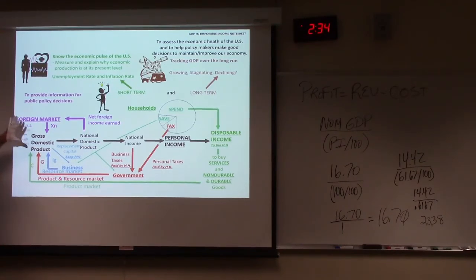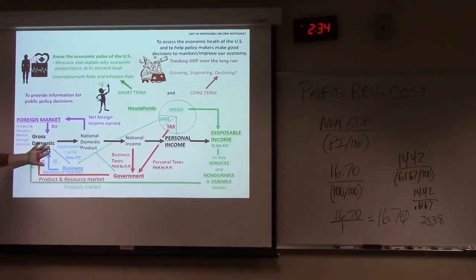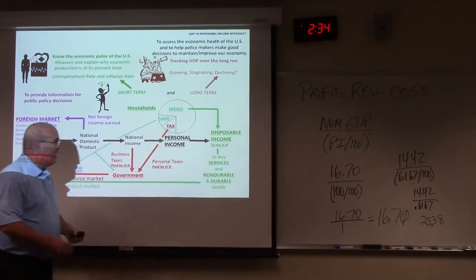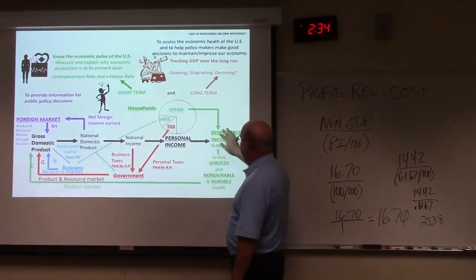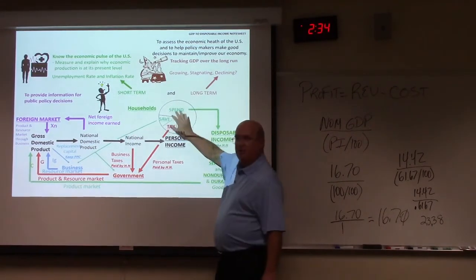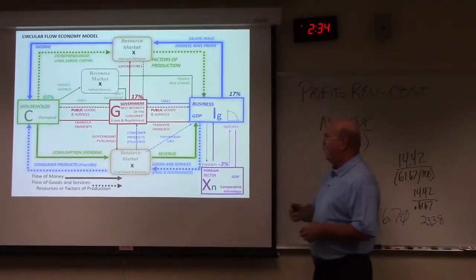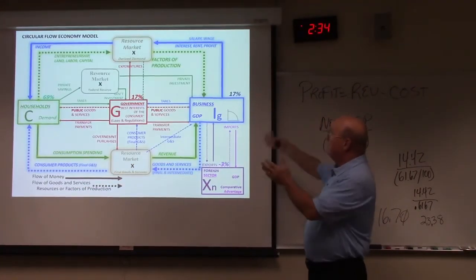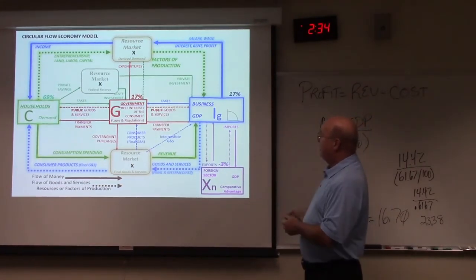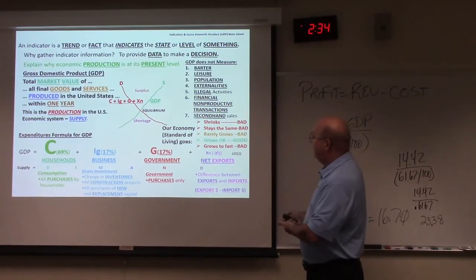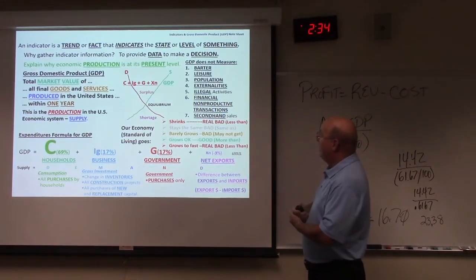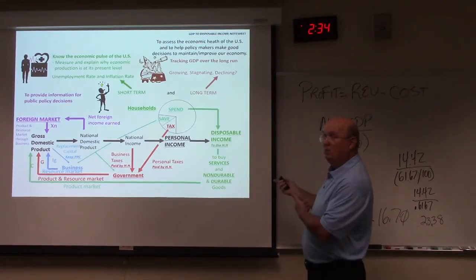Now I want you to remember GDP is these four things, so there's your circular flow diagram. And I want you to remember personal income is these three, and disposable income is these two. And we'll get into that later as to why. So your circular flow diagram should look like this. Your other sheet should look like this. And we explained what that was.